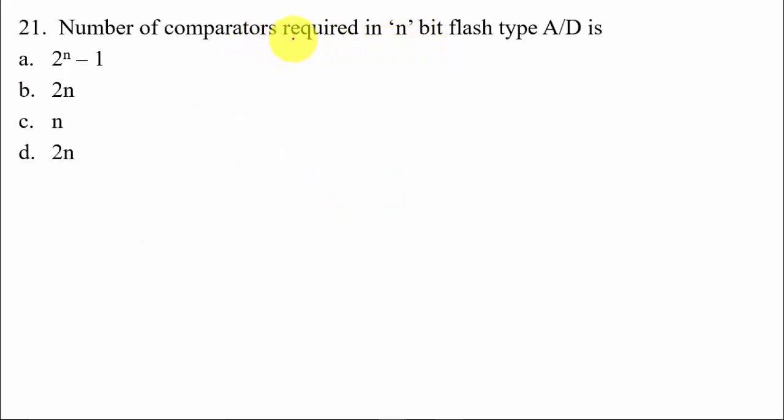21st question, the number of comparators required to build an n-bit flash type A to D converter is 2 power n minus 1. Suppose you are going to make use of an 8-bit flash type A to D, at that time you are in need of 255. If you are going to realize 10-bit, at that time you are in need of 1023. So the corresponding option that is going to follow is option A is correct. They have asked this question n number of times even in UGC NET exams as well as engineering service examinations.